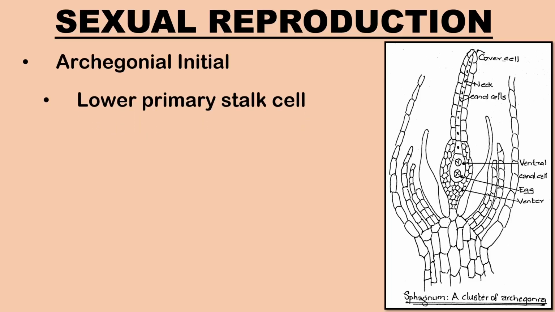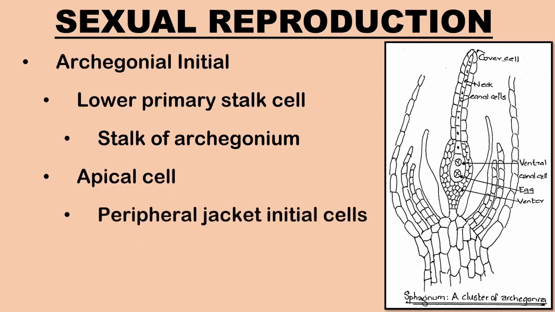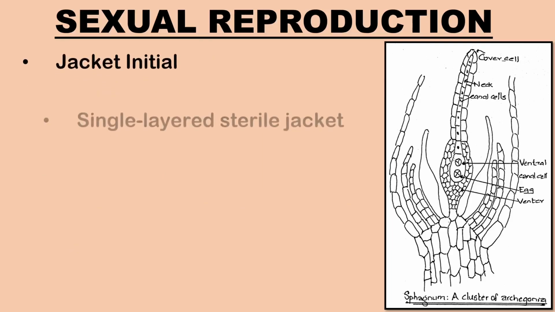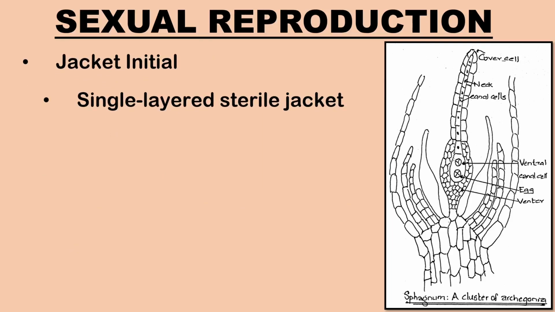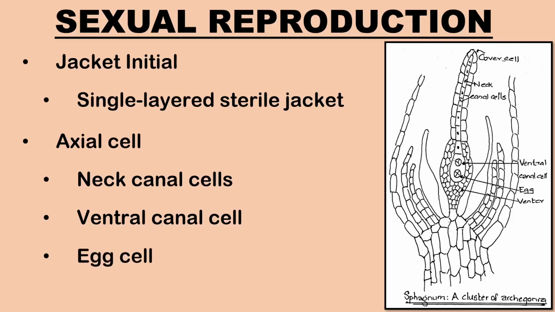It divides transversely to form a lower primary stalk cell which develops into the stalk of the archegonium and an apical cell which divides to form the peripheral jacket initial cells surrounding a single central primary axial cell. The jacket initials divide anticlinally and periclinally to form a single layered sterile jacket. The axial cell divides to form neck canal cells, a ventral canal cell, and an egg cell.